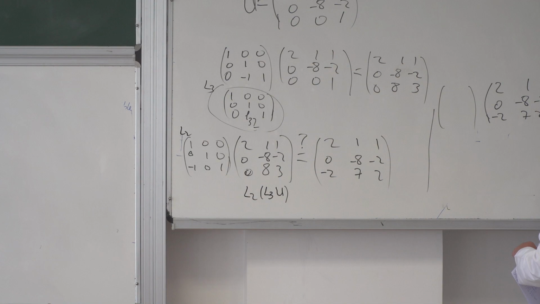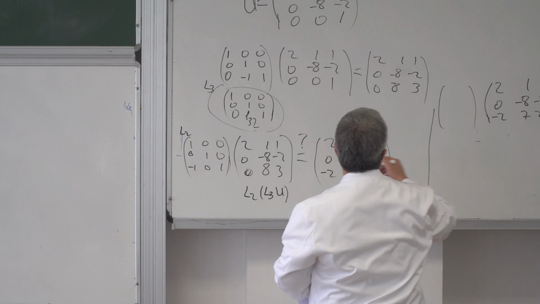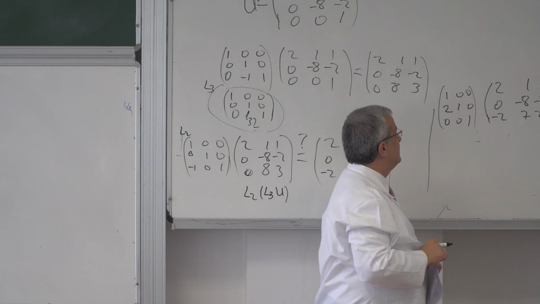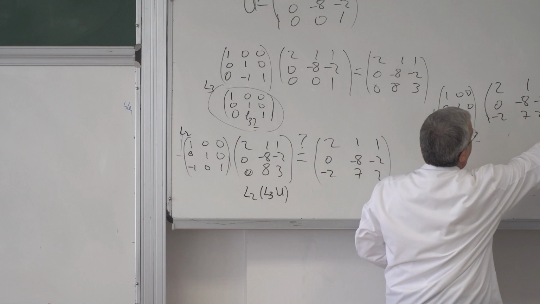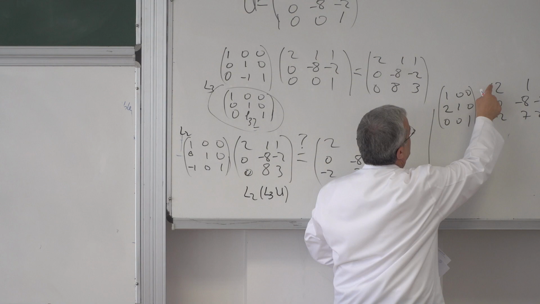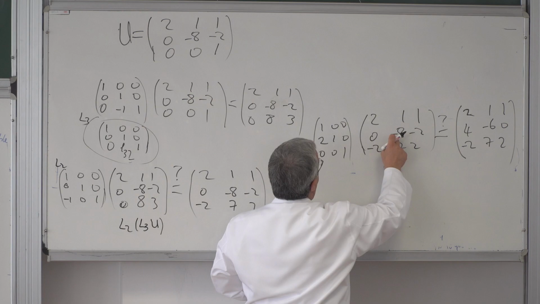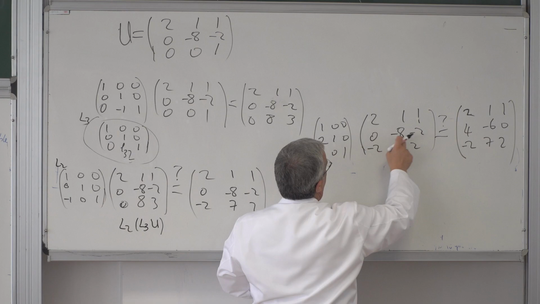So again, I go back to the first multiplier. So this is 1, 0, 0. You learn the game now. 2, 1, 0, 0, 0, 1. Let's check this, okay? So this is doing the opposite of that in the right order. So when you multiply with 2, 1, 1, it's the same, right? So 2 times the first row, so 2, 0, and 0. So it is 4. 2 and minus 8 is minus 6. 2, minus 2, and 0, so it is 0, and this doesn't change.